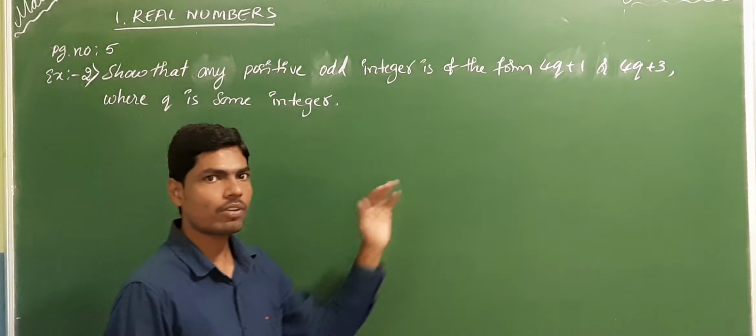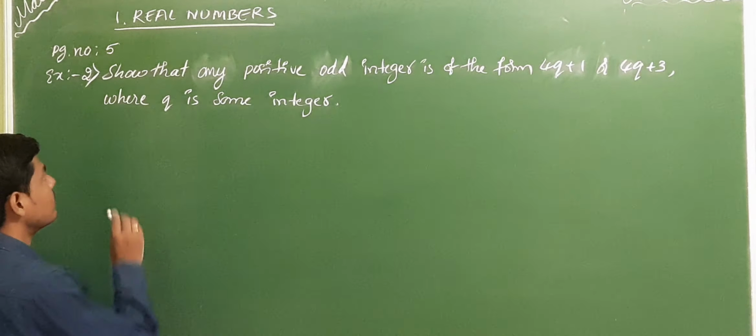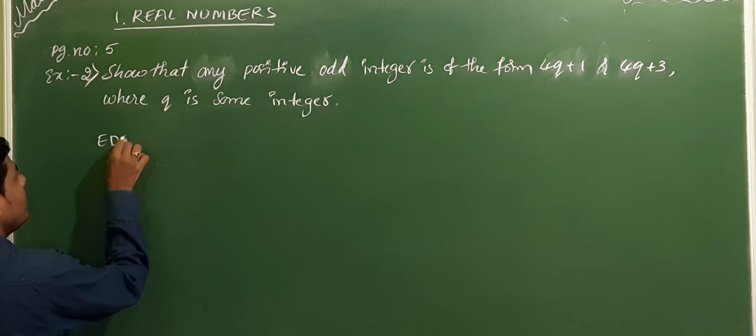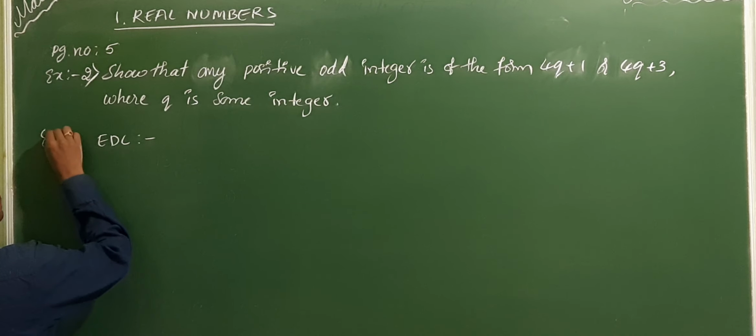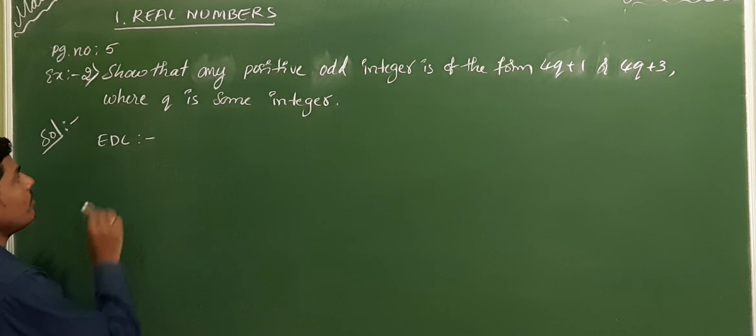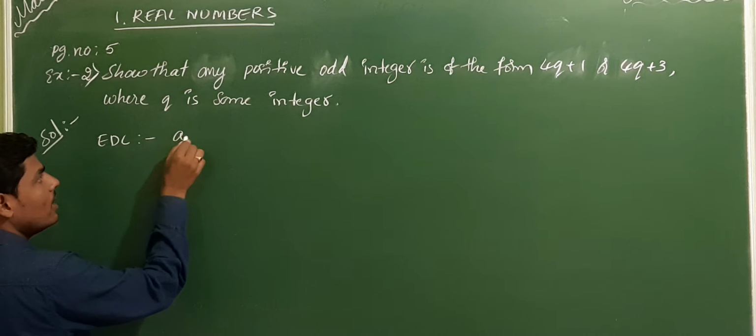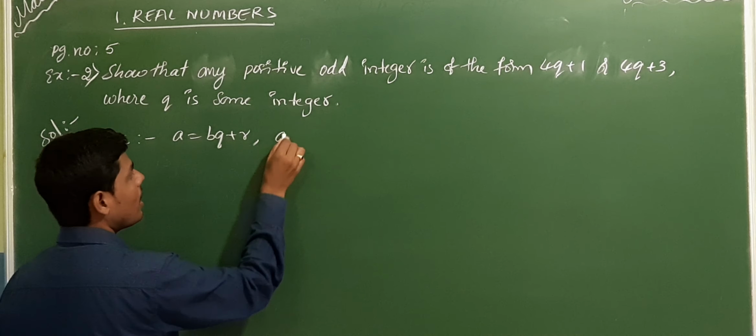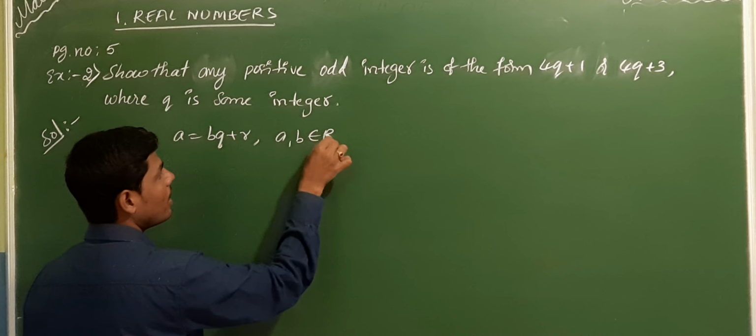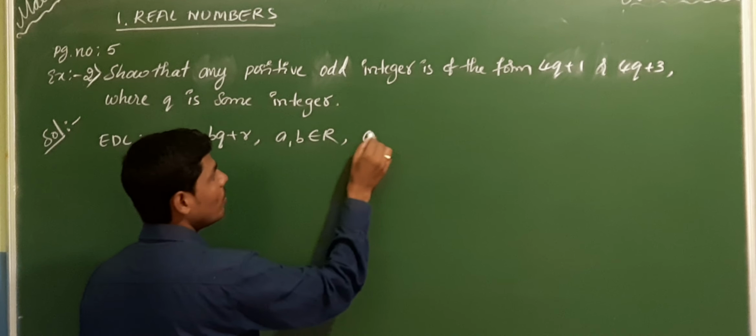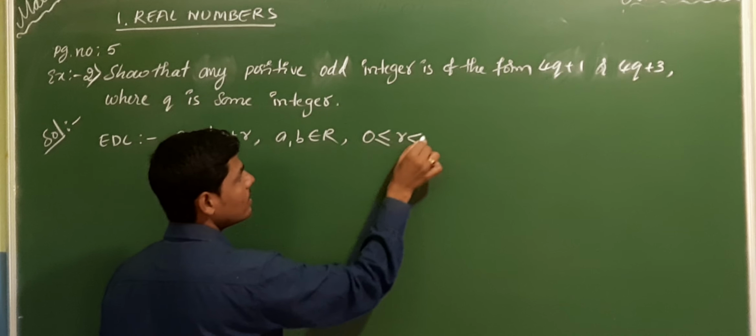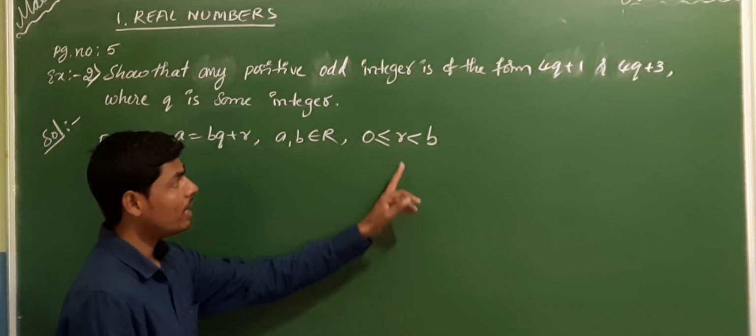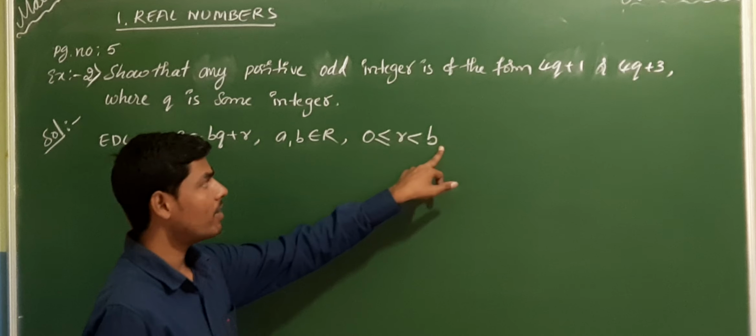Now, write the Euclid division lemma statement first. EDL. Here is the solution. The Euclid division lemma statement is A is equal to BQ plus R, where A, B are real numbers and 0 is less than or equal to R is less than B. Always the remainder is less than the divisor.